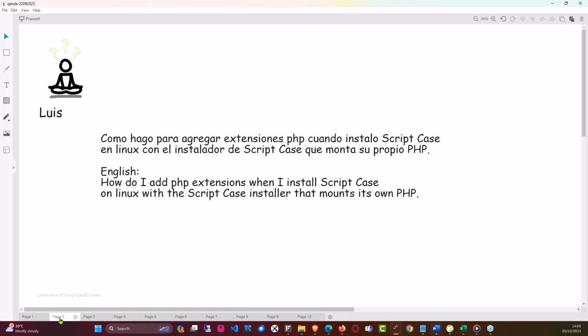Let's start, shall we? So our first question comes from Lewis, and he asks, how do I add PHP extensions when I install Scriptcase on Linux with the Scriptcase installer that mounts its own PHP? And of course, I initially pasted this question here thinking I knew the answer straight away.